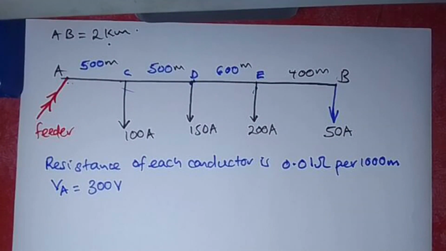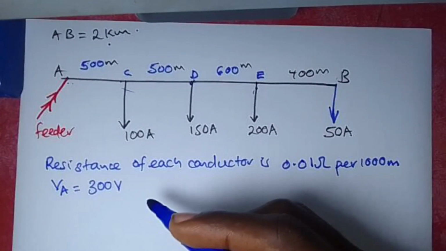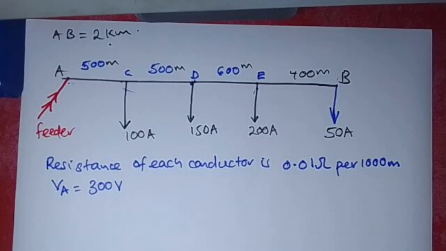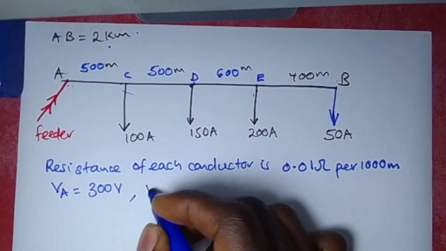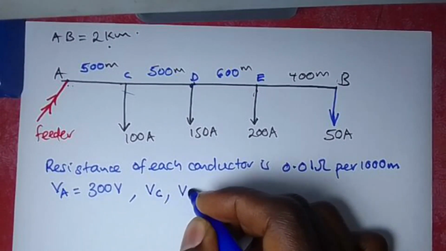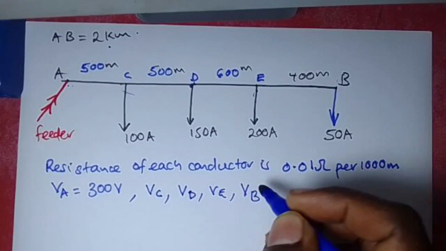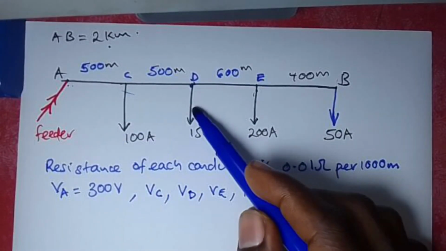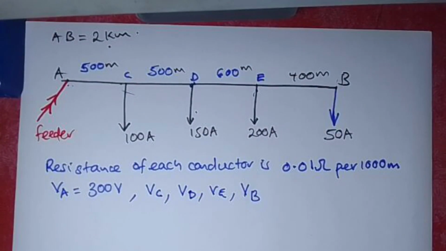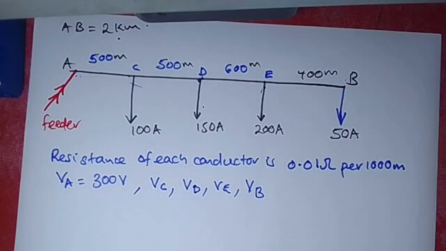So, given the above information, let us calculate the voltages at each point. We want to calculate the voltage at C, VD, VE, and the voltage at B, because we are picking off loads at C, D, E, and B respectively. I hope we are together there. If we're together, I'm going to push on and we continue.